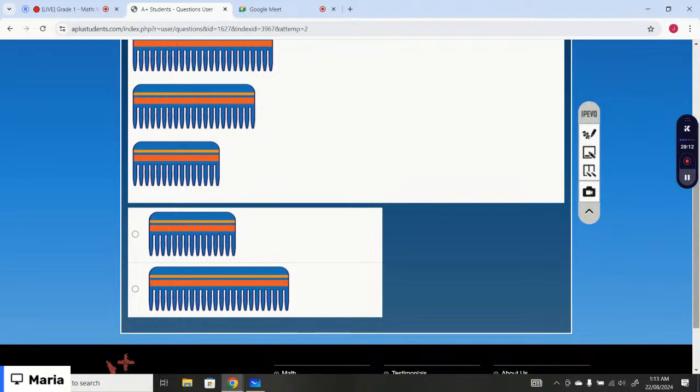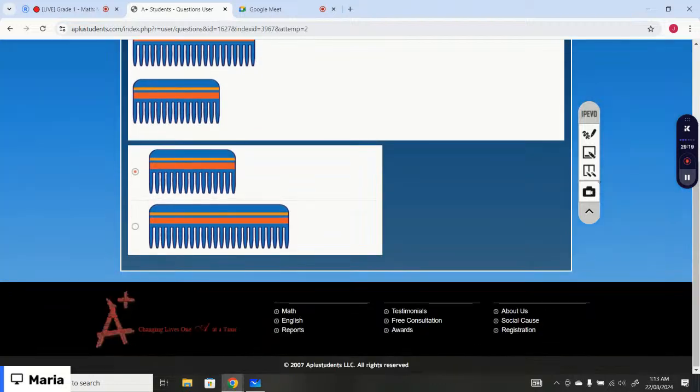Keep refreshing the page. Option number one is the correct option, right? That is the one that is shortest. So the correct option is option number one.